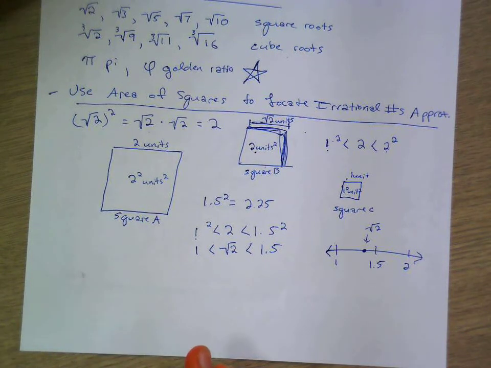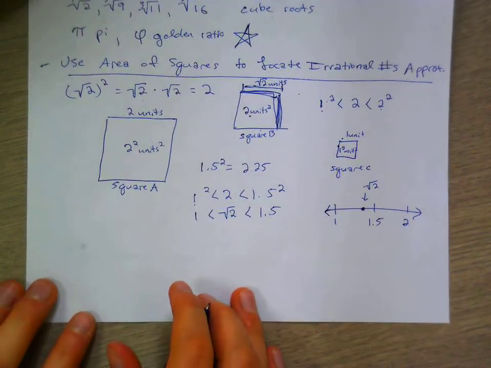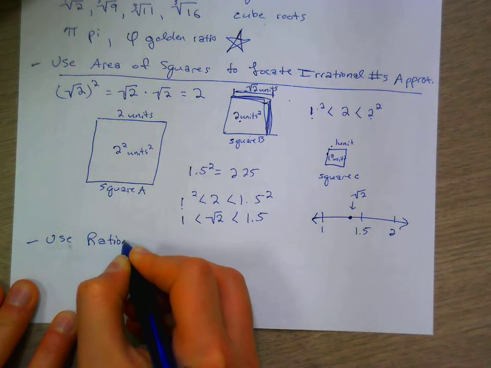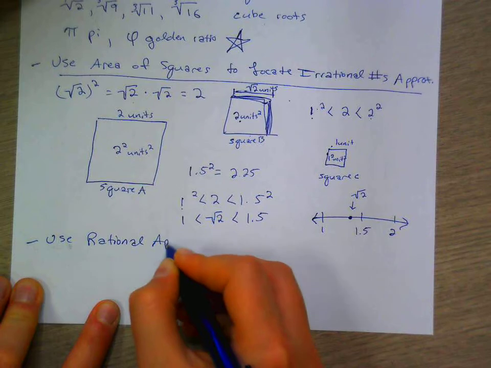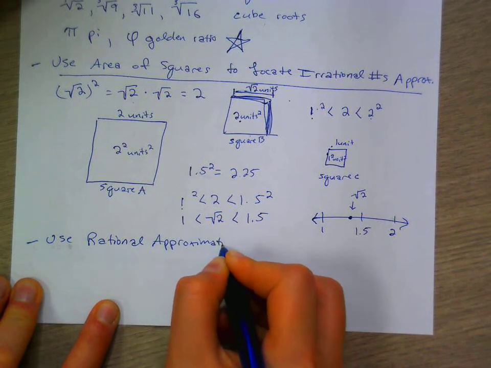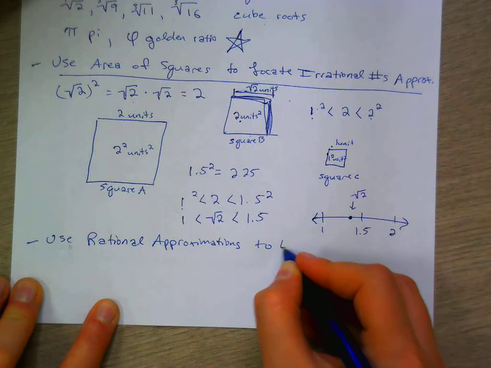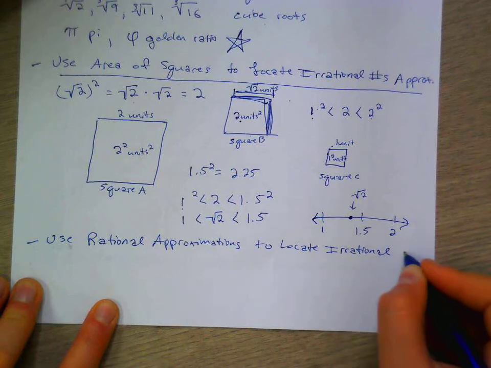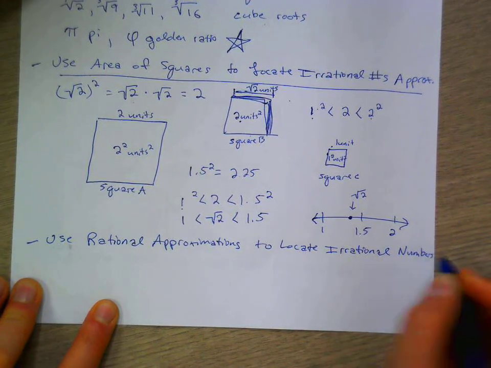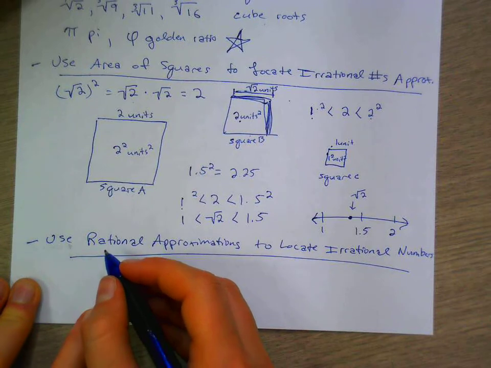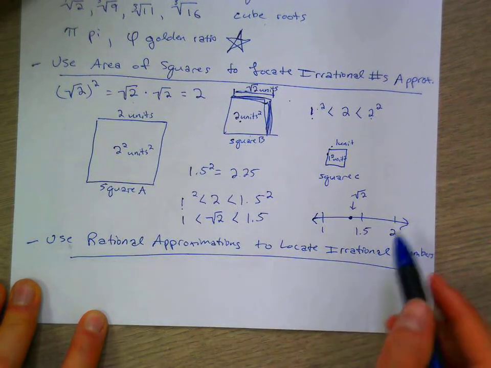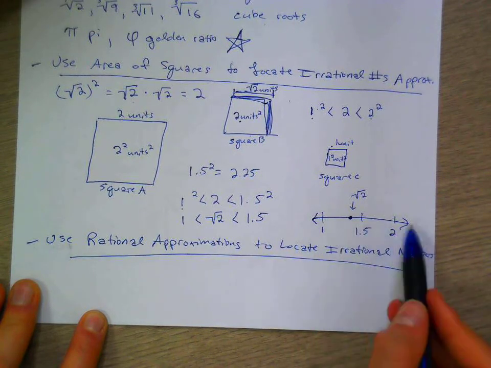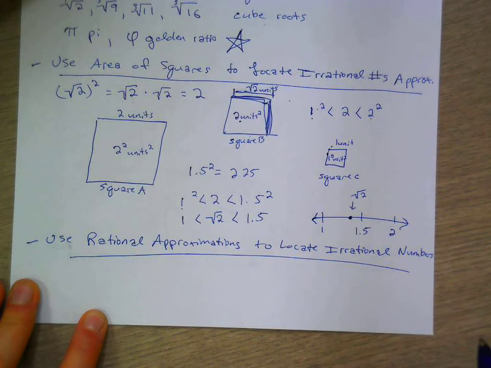Okay, let's do the next section that says use rational approximations to locate irrational numbers. Here we go. We've already located square root of 2 on the number line because it's between 1 and 2, and it's also between 1 and 1.5. Now that's an approximation. We did that without a calculator.